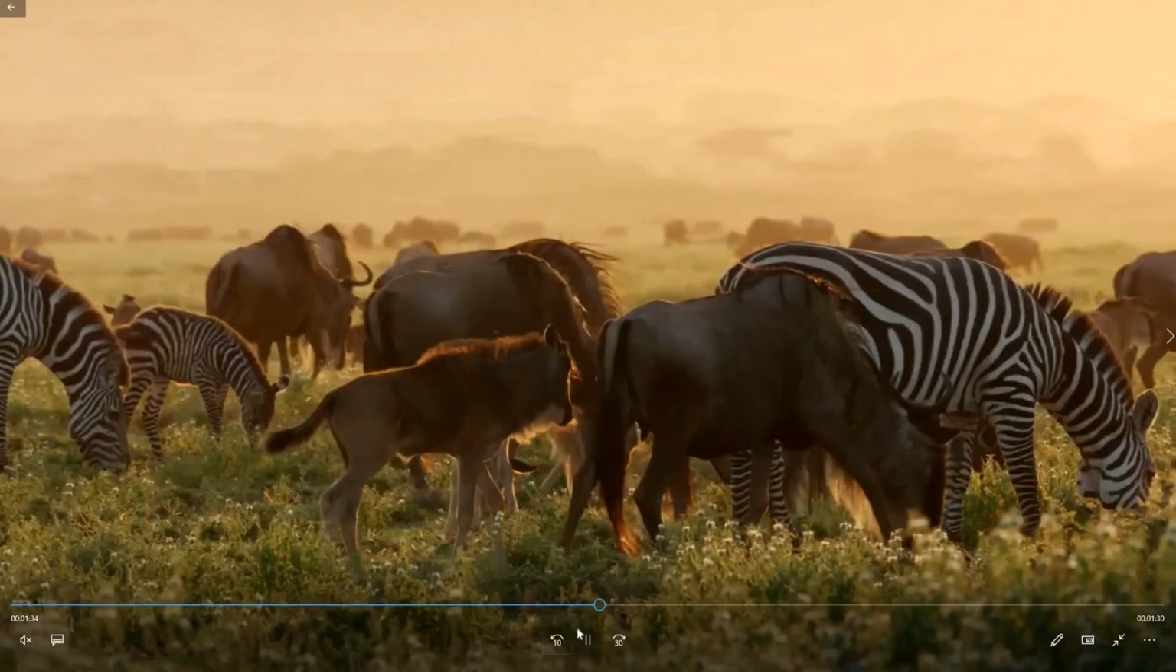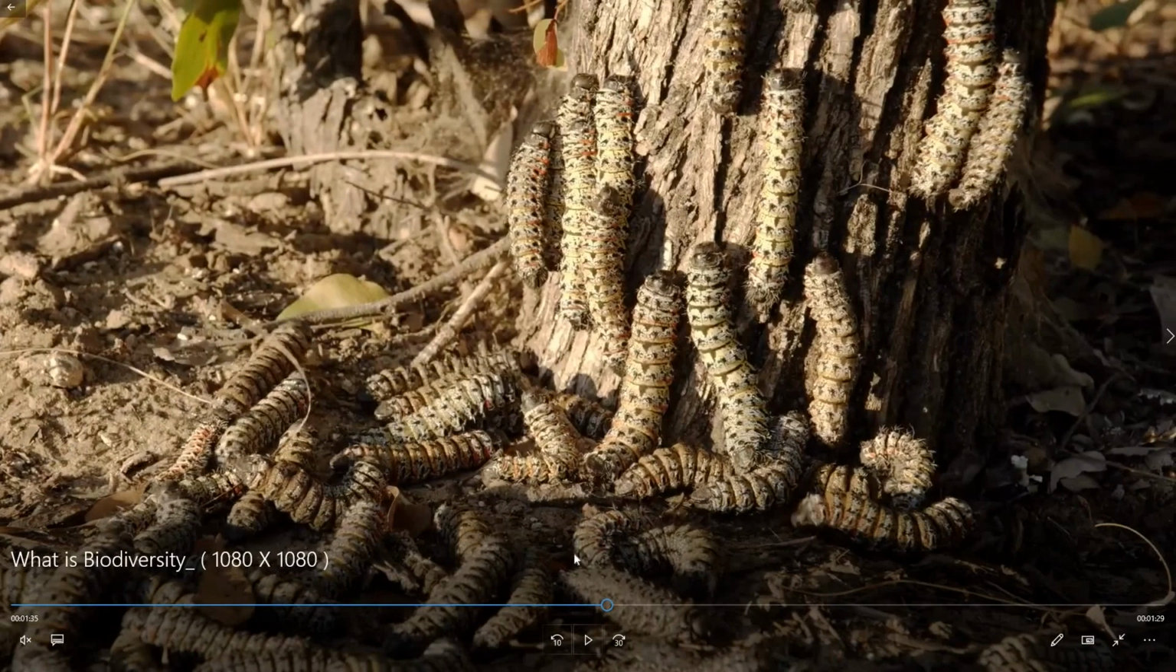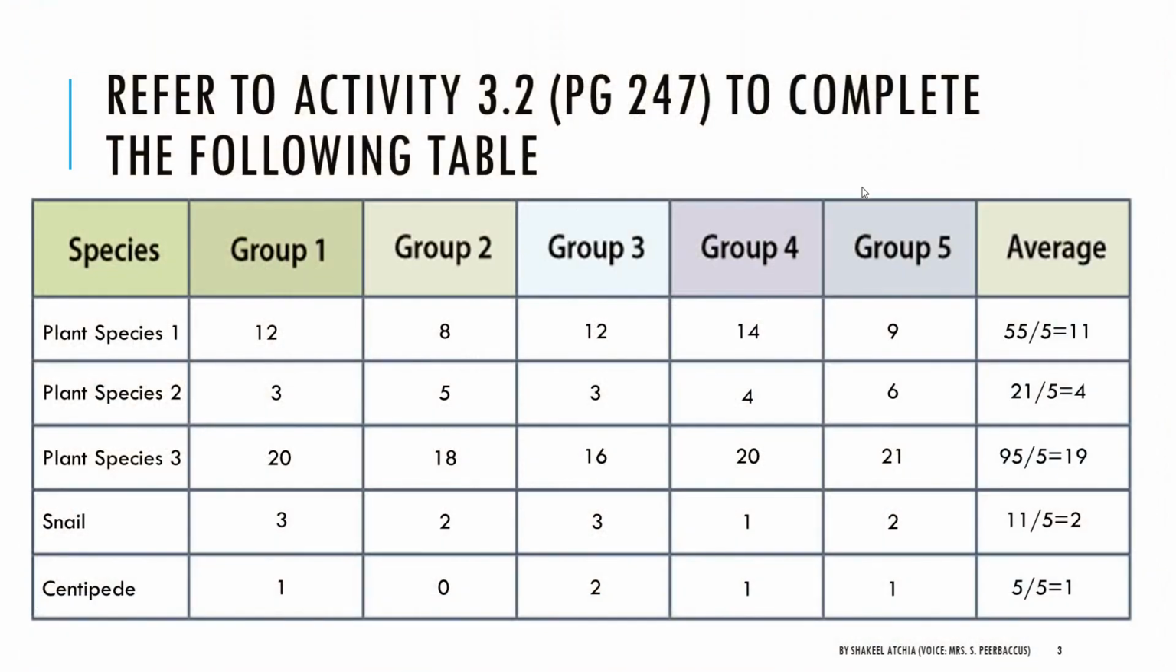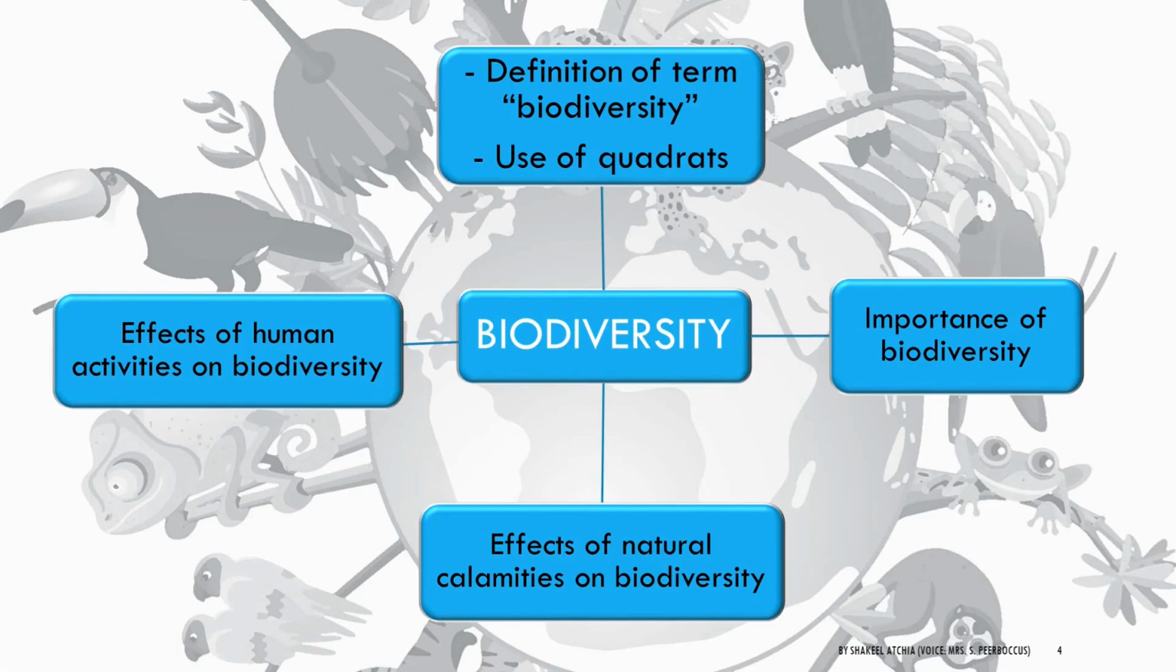So we will stop here for today. So let's go back to our slide. So last time, in our previous video, we defined the term biodiversity and we explained the use of quadrats. And today, we are going to focus on the importance of biodiversity.